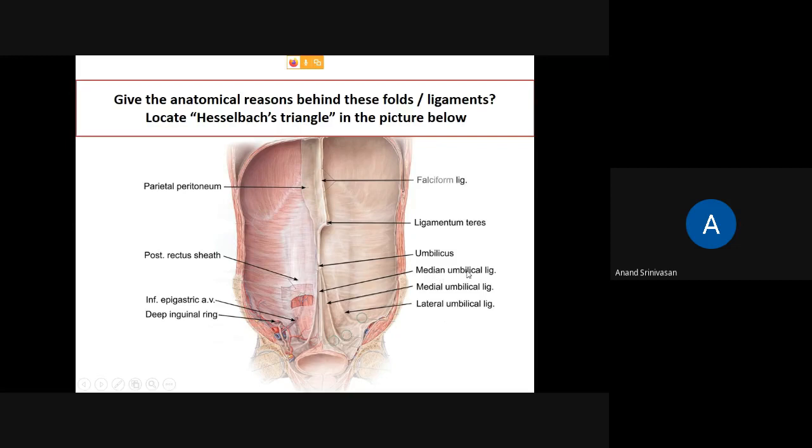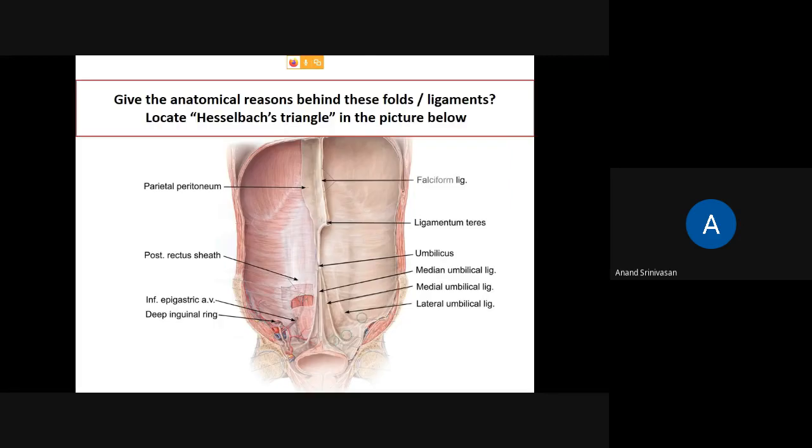Behind this median umbilical ligament, there is an embryological structure. Behind this medial umbilical ligament, there is an embryological structure. Lateral umbilical ligament, there is. Is it the umbilical arteries? Yes, umbilical arteries, umbilical veins. Good, very good. Okay, so that's it.